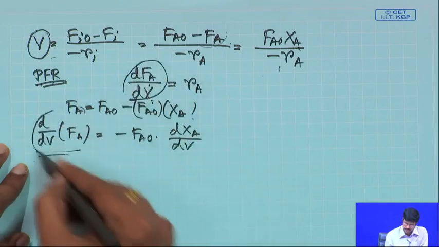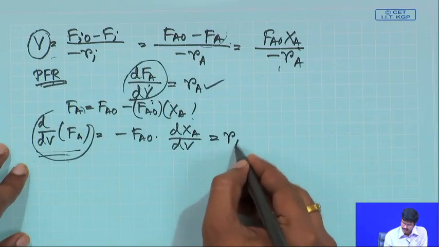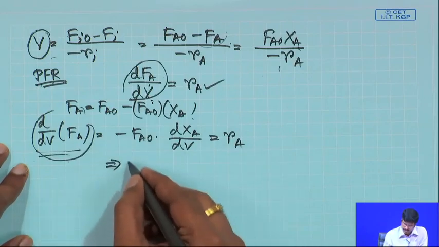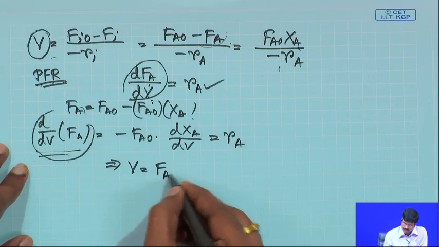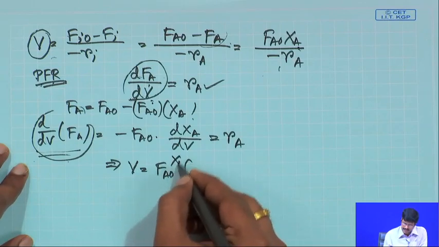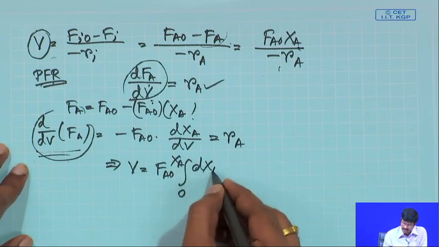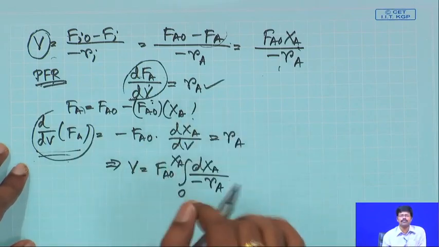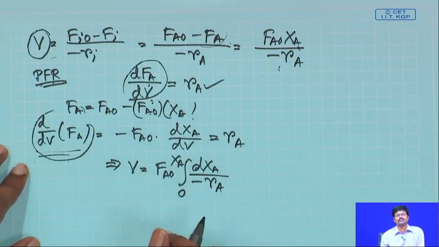So, which is nothing but R A. And then if you integrate, what you will get is that V equals F A 0 times the integral from 0 to x A of dx A divided by minus R A. You cannot avoid this kind of calculation when you are designing chemical reactors.